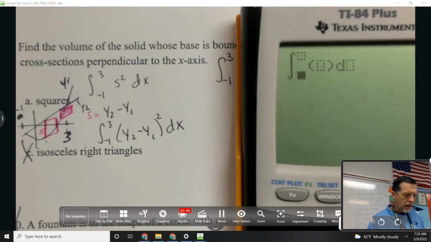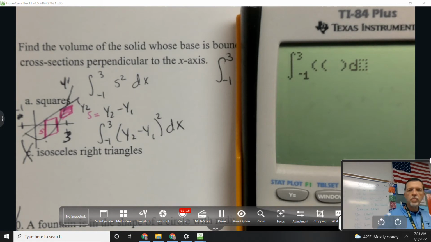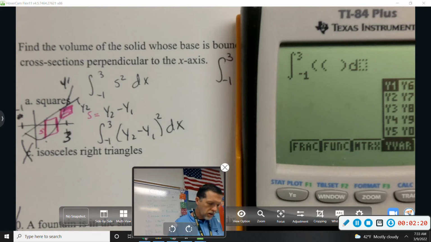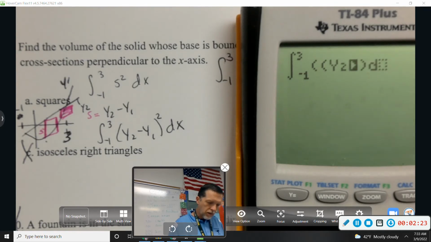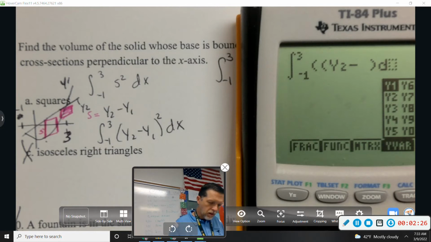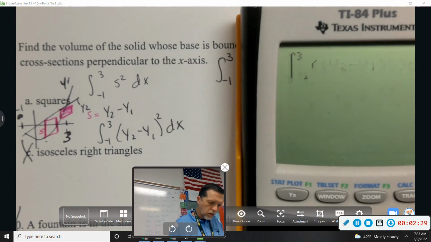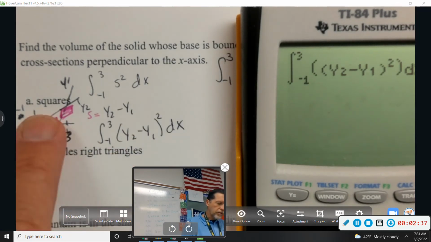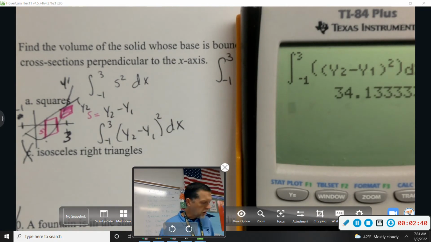So math 9 for the integral from -1 to 3. Parentheses, because I'm going to need to do y2 minus y1 squared. Remember, there's multiple ways to get there. You can hit the vars button, or you can do alpha F4. y2 minus y1 squared dx. Just making sure. So top one minus bottom one would give me s. S squared is the area of a square. From -1 to 3. 34.133.